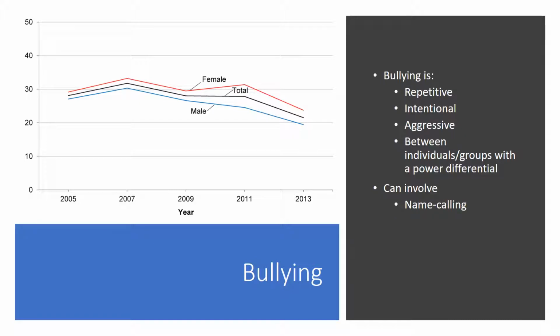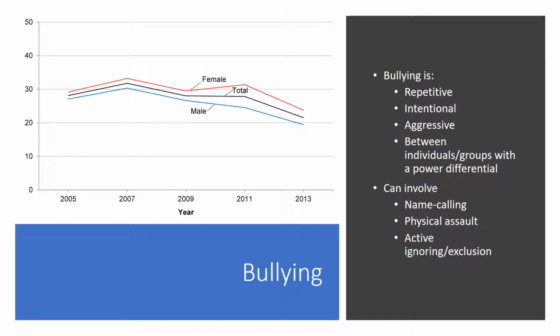Bullying can involve name calling, it can involve physical assault, it can involve active ignoring or exclusion, and it can also involve spreading rumors. The first two, name calling and physical assault, are what we traditionally think of as bullying. When we think of bullying, we think of somebody name calling somebody else, teasing them, calling them horrific names, but also shoving them, punching them, physically hurting them in some way.